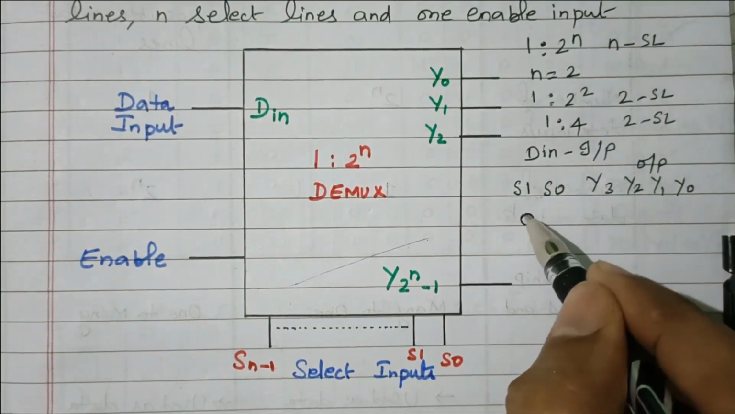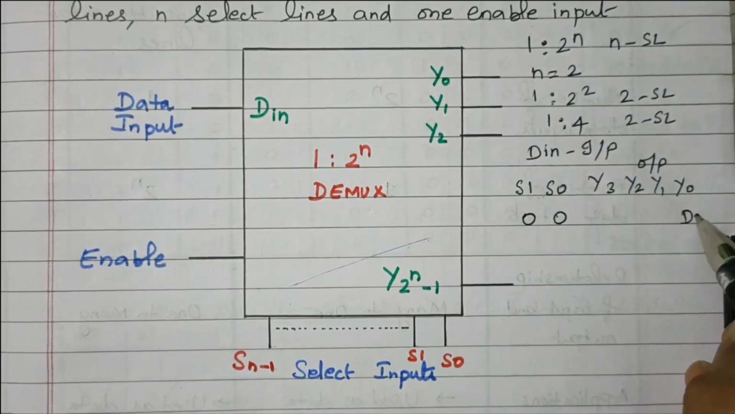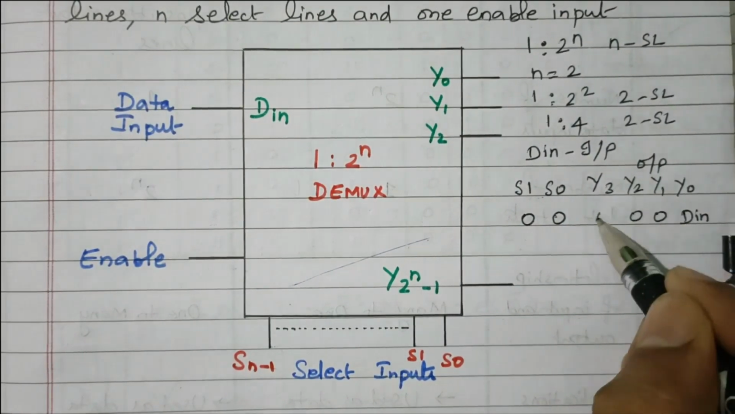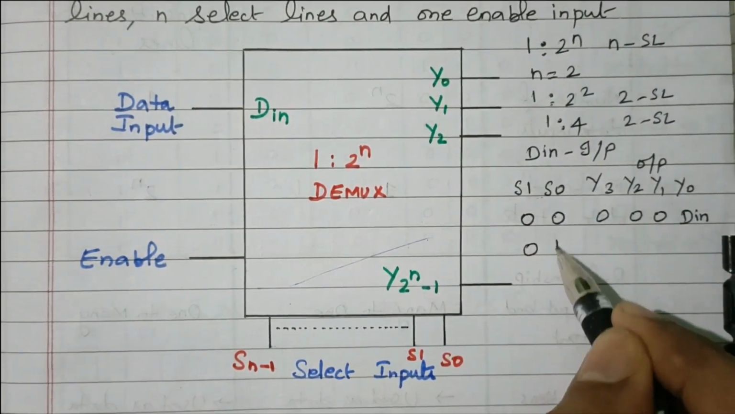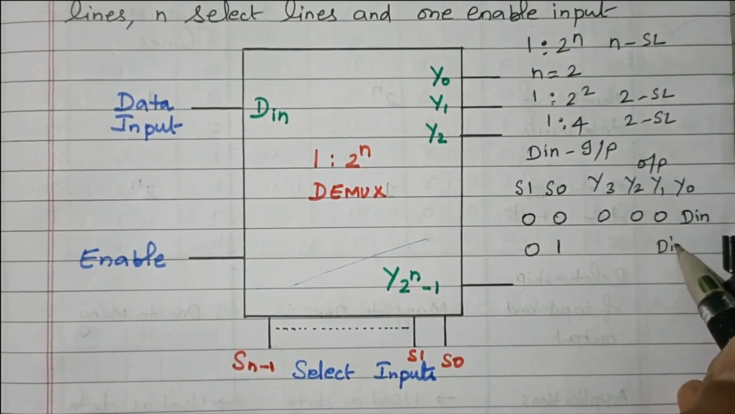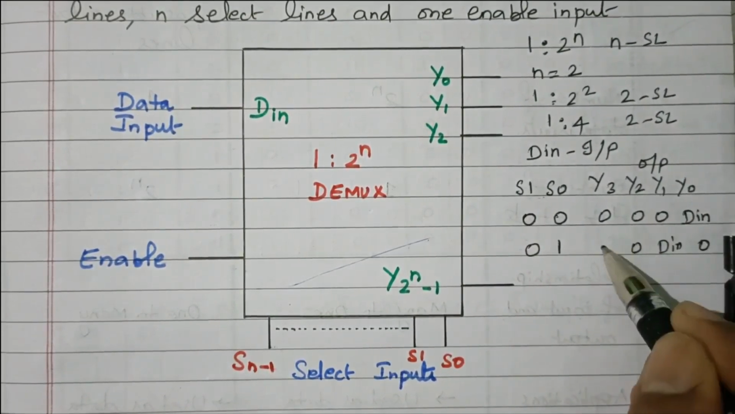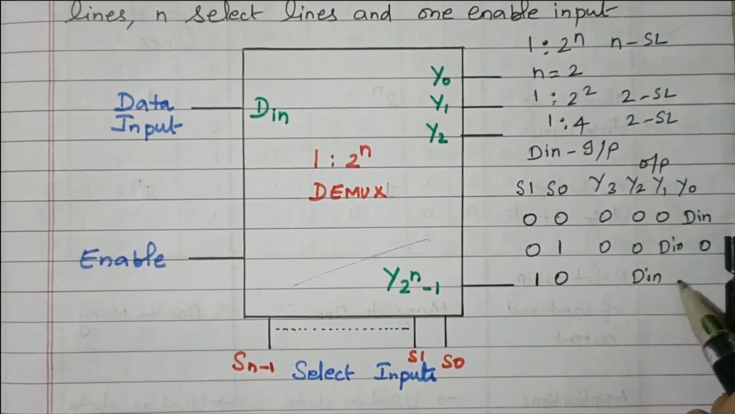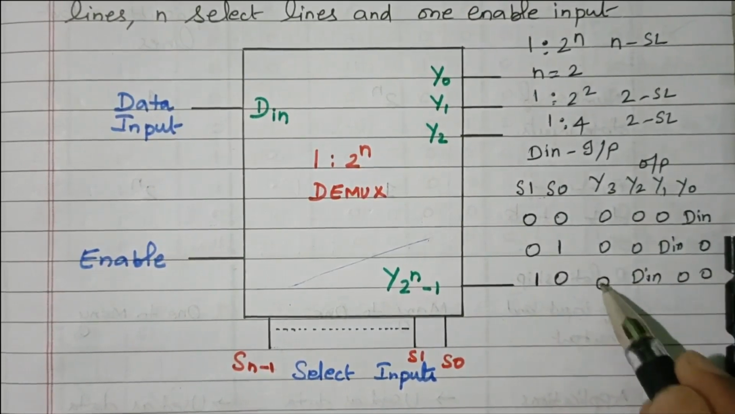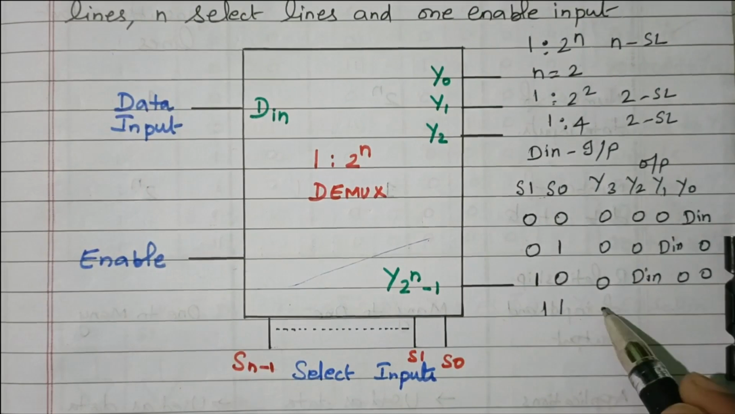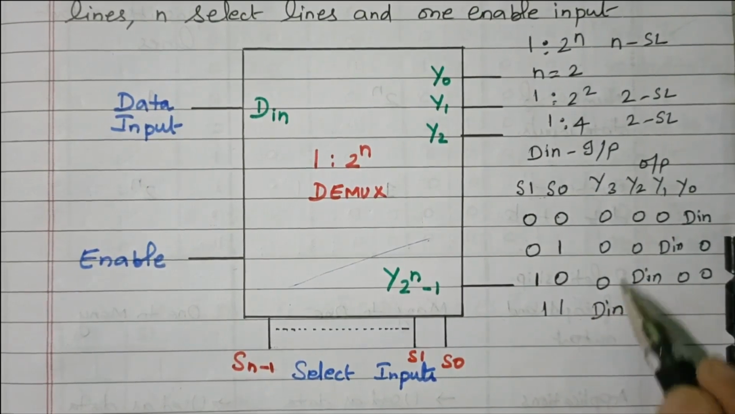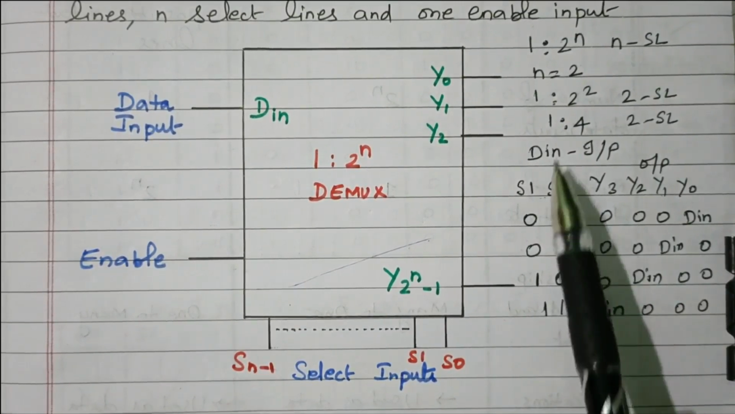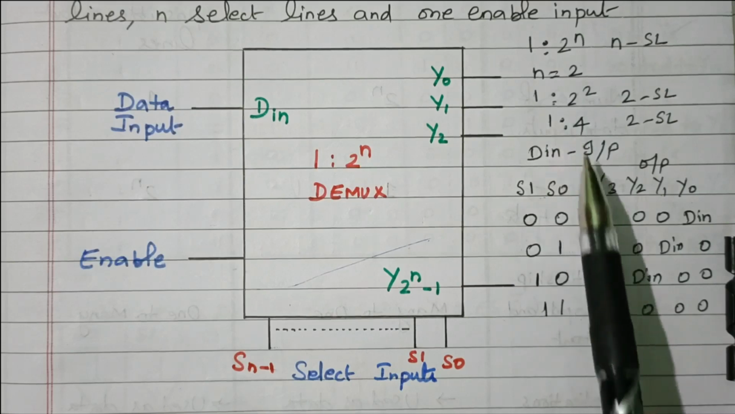For example, if the selection line is 0, 0, then the input data is available in Y0. Remaining outputs are 0. If the selection line is 0, 1, then the data is available in Y1. Remaining outputs are 0. If the selection line is 1, 0, the data is available in Y2. The remaining are 0. Right? If the selection line is 1, 1, the data is available in Y3. Remaining outputs are 0. Right? So this is the possible output for n equal to 2, the 1 to 4 demultiplexer.